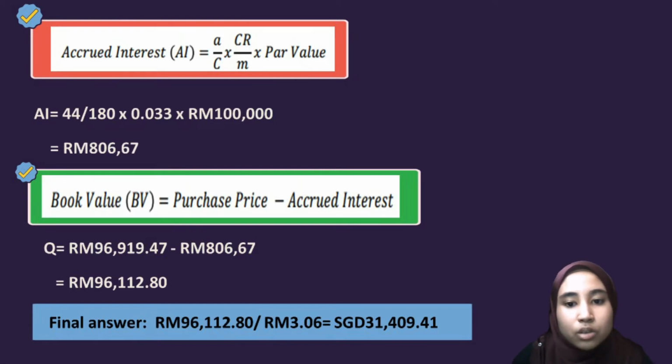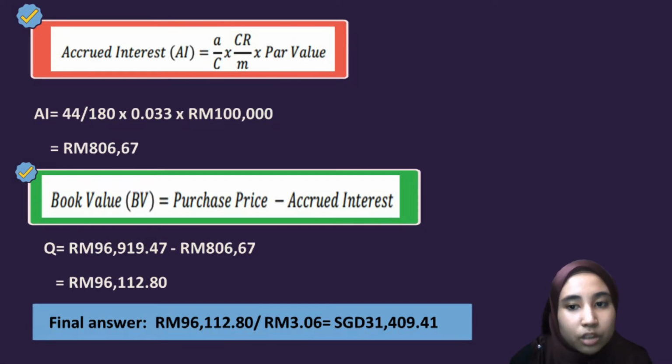Moving on to step 4, you will need to find the bond book value using the formula of book value equals purchase price minus accrued interest. Again, key in the numbers of purchase price and accrued interest that we have calculated earlier. Book value equals 96,919.47 minus 806.67. You will get the amount of book value at 96,112.80.